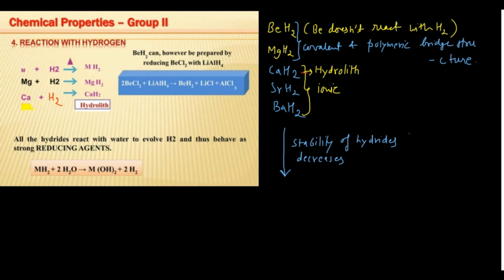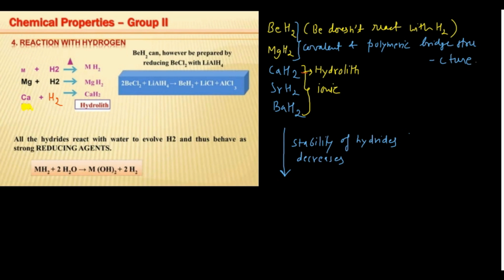So all the hydrides react with water to evolve hydrogen and thus behave as strong reducing agents. As I already told you, whatever hydrides are there, they react with water with the evolution of hydrogen. Since they are evolving hydrogen, this hydrogen can add up to a certain reagent and reduce that particular substrate. So magnesium hydride is also reducing in nature.